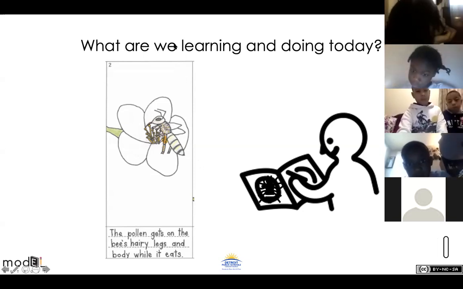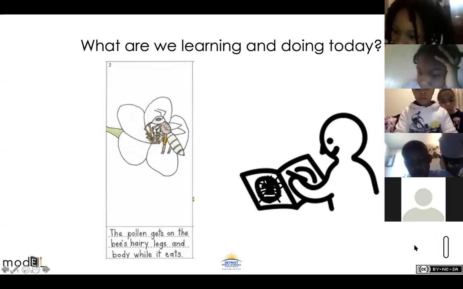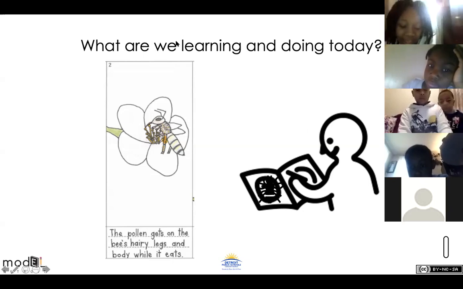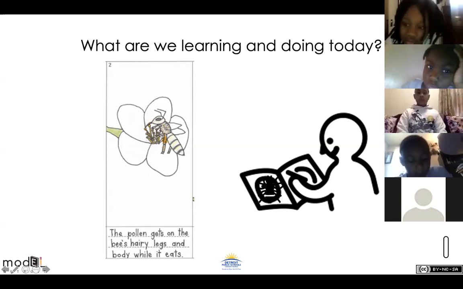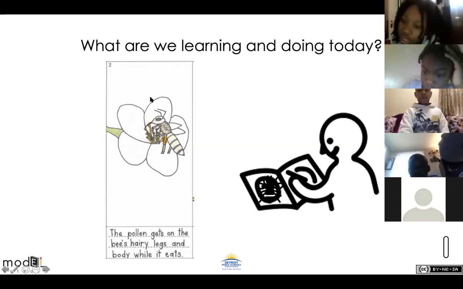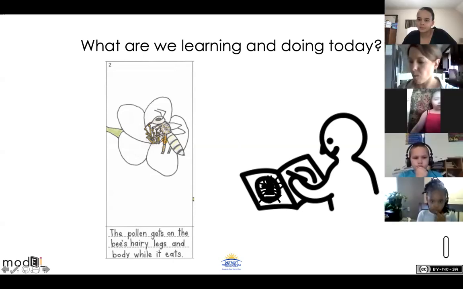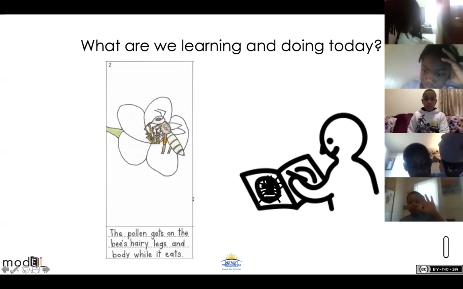I'll type the word caption for you in case you need help spelling it. What is a caption? Use your think time. There's an example on your screen right now of a caption. I see some people are typing. I see some people are thinking. You should be doing one or the other, typing or thinking, or raising your hand. Imad, do you remember what a caption is?